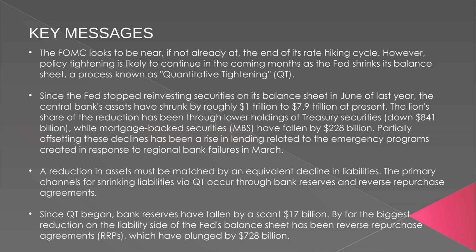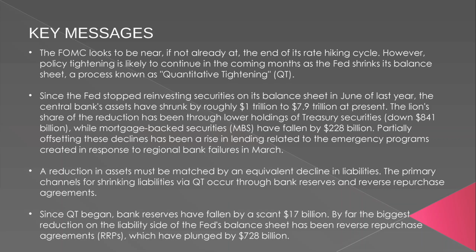The Fed stopped reinvesting securities on its balance sheet in June of last year. The central bank's assets have since shrunk by roughly $1 trillion to $7.9 trillion. Most of that reduction has been through lower holdings of Treasury securities, which is down $841 billion, while mortgage-backed securities, or MBSs, have fallen by approximately $228 billion. Of course, offsetting these declines has been a rise in lending related to the Bank Term Funding Program, or BTFP, which was created in response to the spring banking crisis.